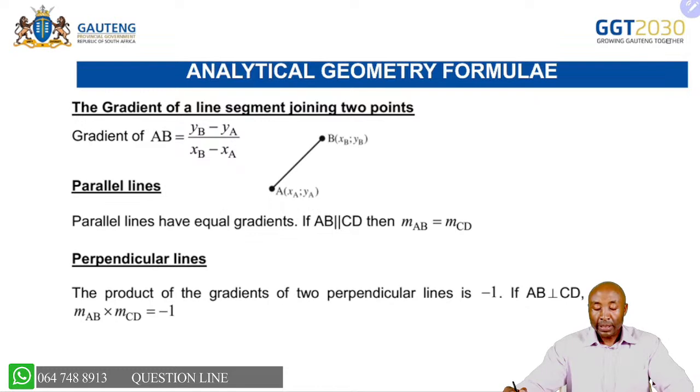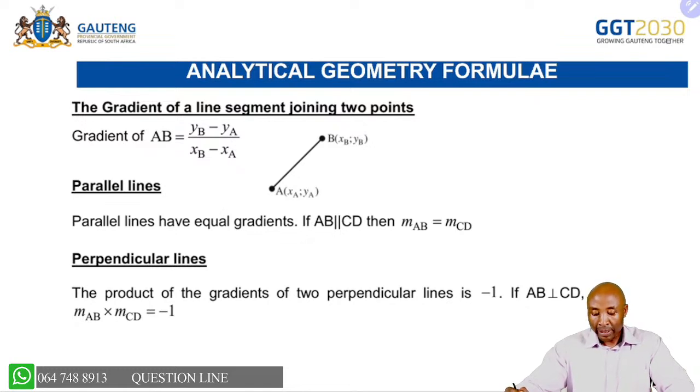Our line segment is still AB. Our gradient formula, we know that gradient is a slope, it is an incline. Those are other terms that I use to talk about gradient. So we should be able to get our gradient using the formula.